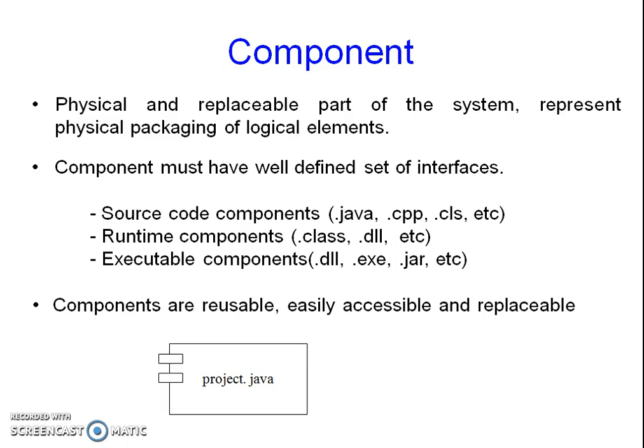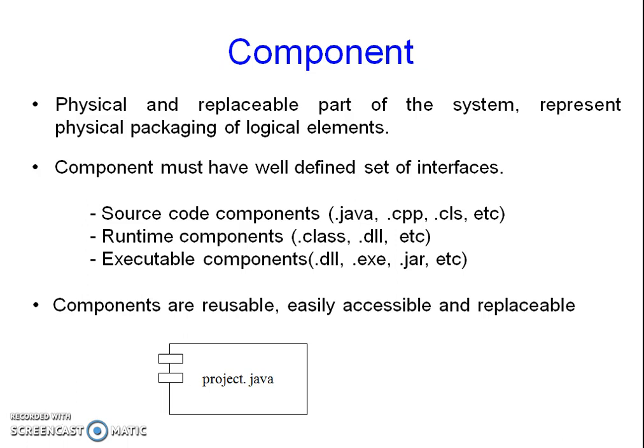Next is component. A component is basically a physical and replaceable part of any system. It represents the physical packaging of a logical element. As we discussed about the component in the last session, a component can be of three types: source code component, runtime component, and executable component.